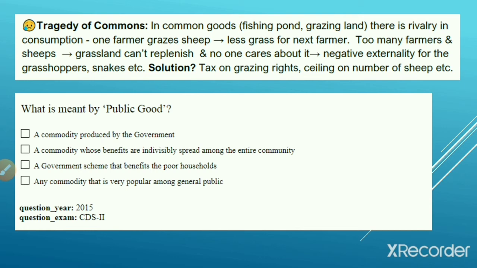They will be deprived of food, because grasshoppers usually eat grasses, insects. So there should be a tax on grazing in order to save these people from rivalry. So I think you got the idea. So these are common goods.